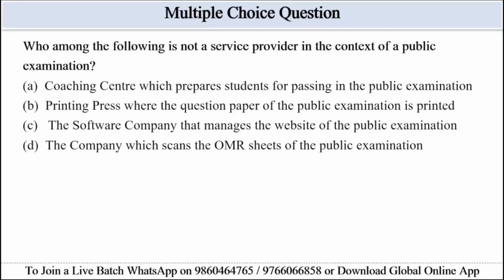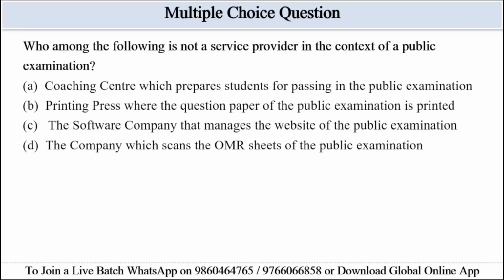In case of option B, a printing press where the question paper of a public examination is printed, the printing press is directly engaged by the authority for a critical part of conducting the examination. This fits the definition of a service provider. While in case of option C, the software company that manages the website of the public examination, this company is engaged by the authority to manage a key resource for the exam. This fits the definition of a service provider. In case of option D, the company which scans the OMR sheets of the public examination, this company is also engaged by the authority for the post-exam evaluation process. This also fits the definition.